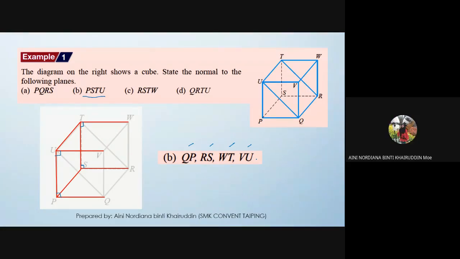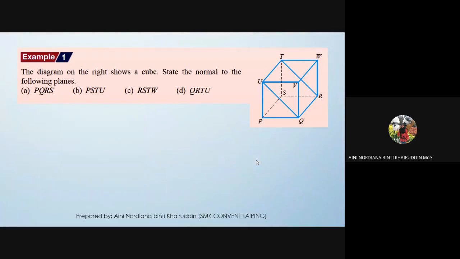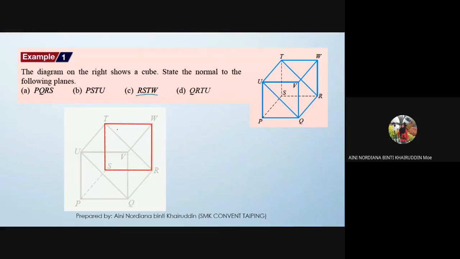Okay. Next, look at this plane, RSTU. So what is the normal to this plane? First one, QR is at 90 degrees, then PS, UT, and VW. QR, PS, UT, and VW.